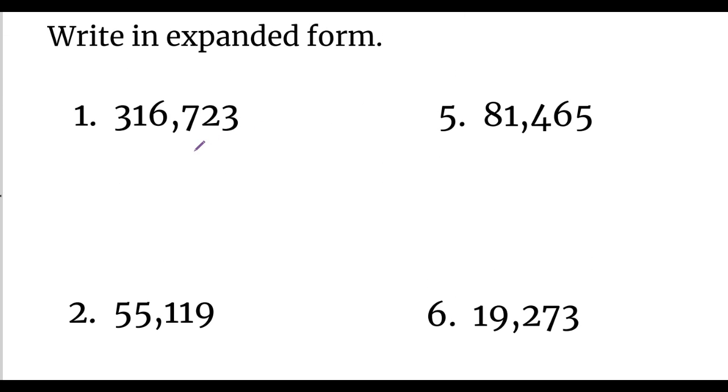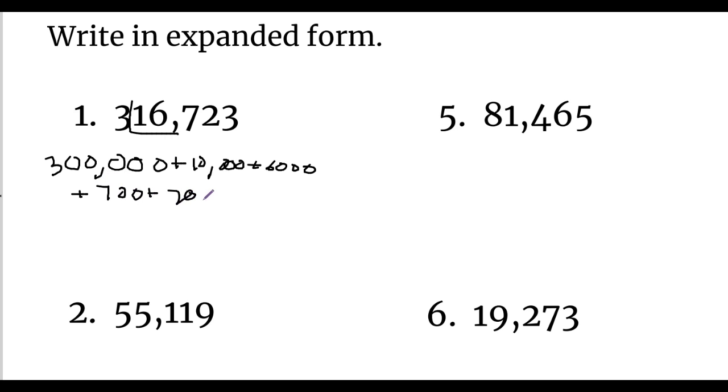Okay, write an expanded form. So essentially the expanded form is each of these separate parts broken down. So you have 316,723. So if you pretend that it's only this 3 right here, then this would become 300,000 plus, and then you go down to the next one, which is 10,000 plus 6,000 plus 700 plus 20 plus 3. So this is the expanded form because it's just like a larger way of writing what you would do to get this. So same thing here.